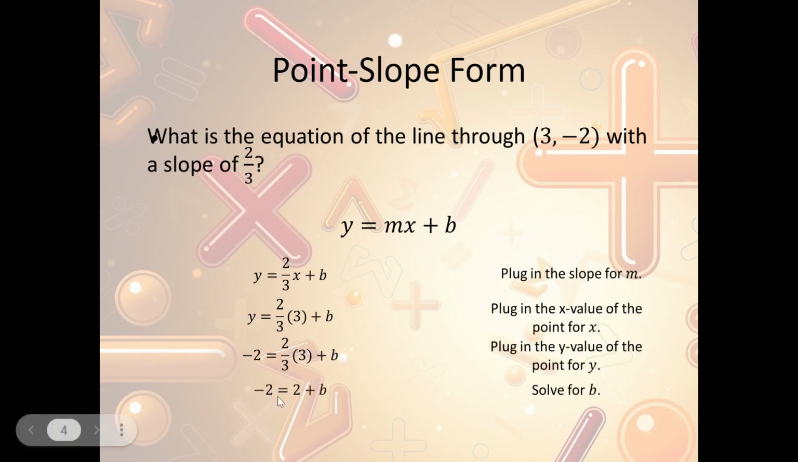So we got negative 2 is equal to 2 plus b. Now we just solve by subtracting 2 from both sides. And we're left with b is equal to negative 2 minus 2 is negative 4. So b is negative 4. So that is the y-intercept. Now we can put that into the equation. So we have y equals 2/3, because that was our slope, x, and b is negative 4, so that's our equation.